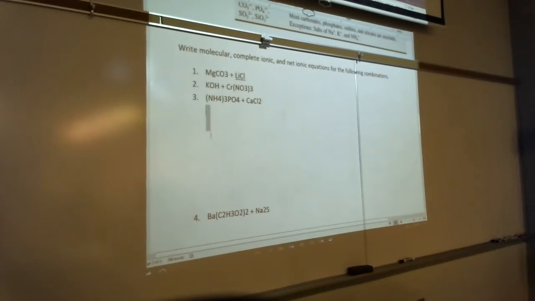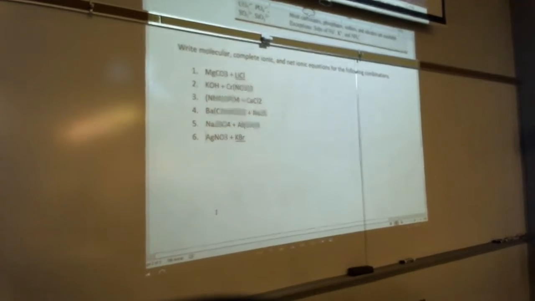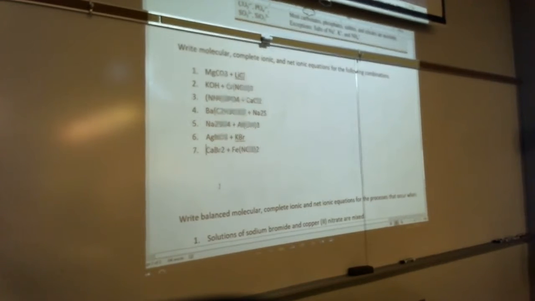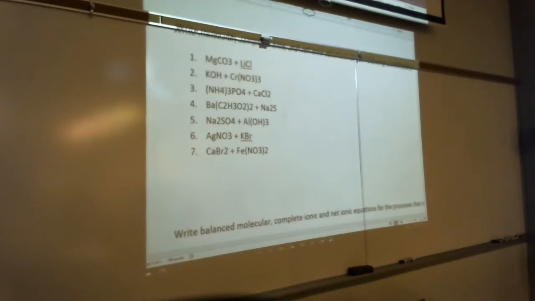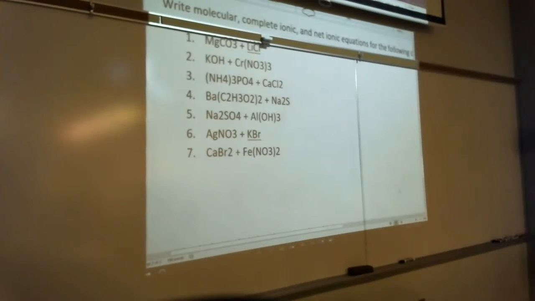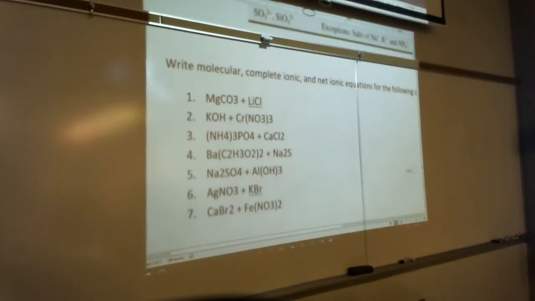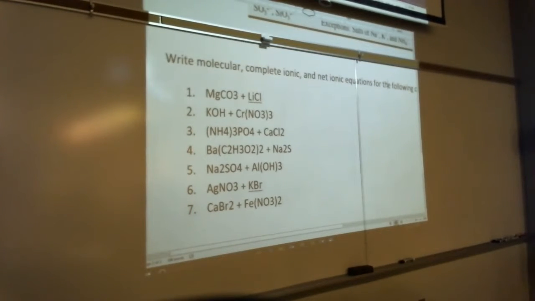So if you're an online student, you can just pause the recording, try it for yourself, and then hit resume when you're ready to see the answers. So write balanced molecular, complete ionic, and net ionic equations for the following combinations. I got a little bit lazy with my subscripts there. I think you can still figure it out. So I'll pause the recording and give you a chance to do these 7.